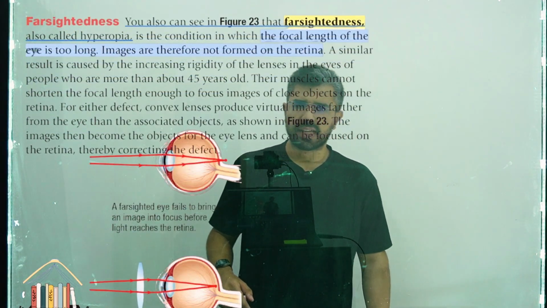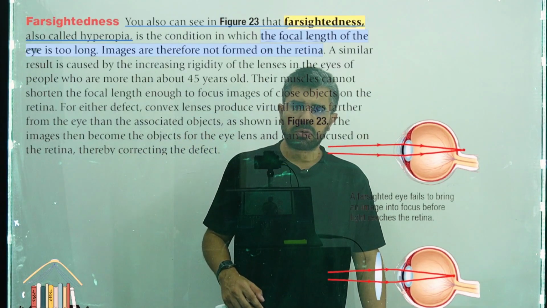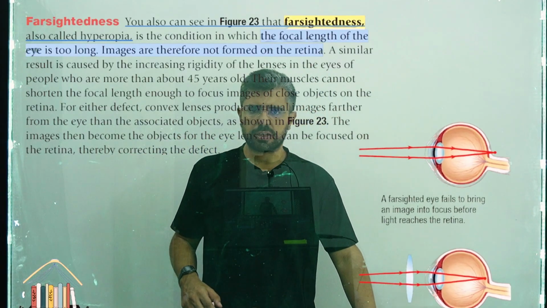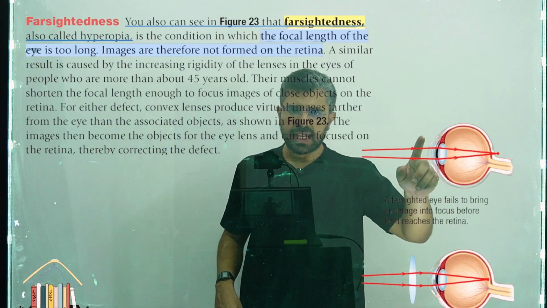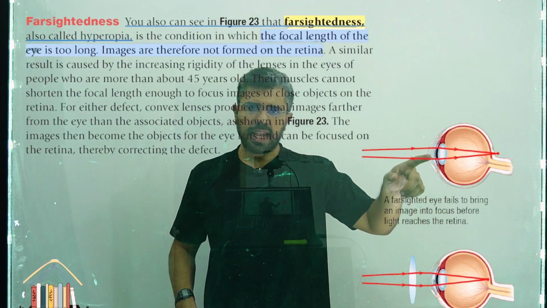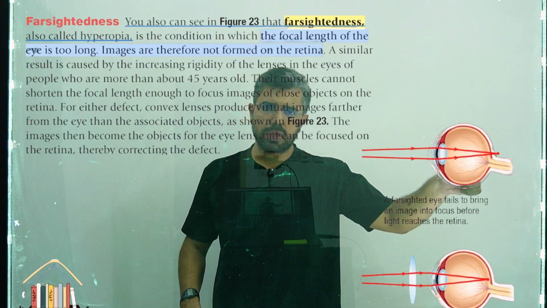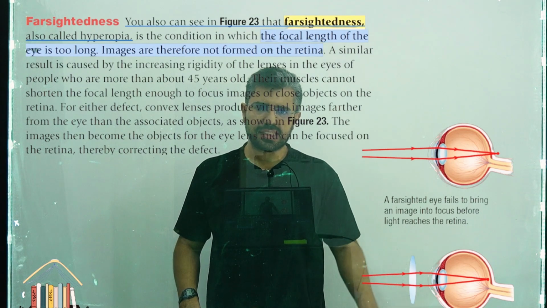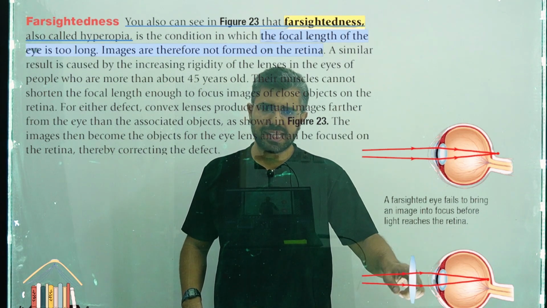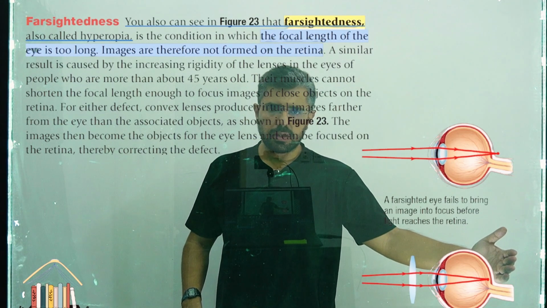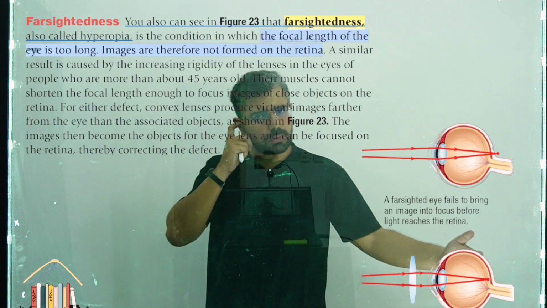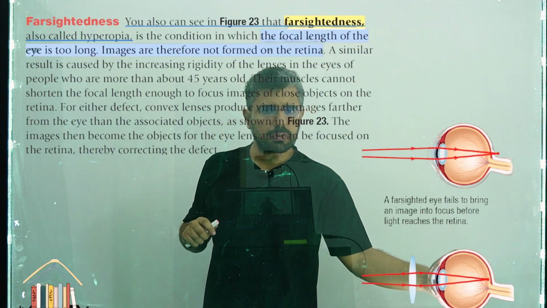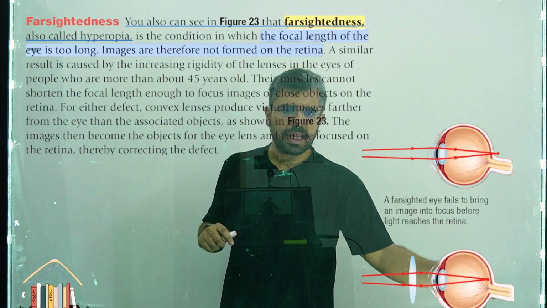We have another problem as well called farsightedness. It's a similar problem but with the opposite effect. In that case, the light hits the lens of the eye and meets somewhere after the retina. So I need a lens, which in this case is a convex lens, just to push the rays forward to meet on the retina.